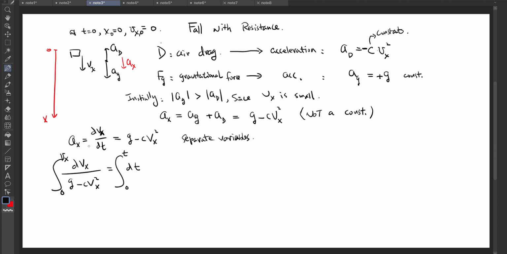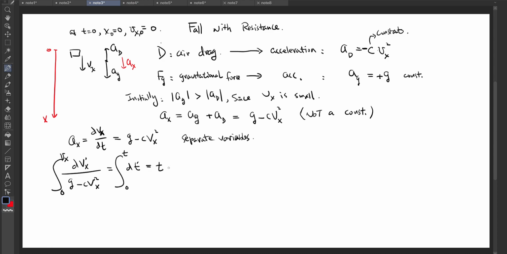We can also change the variable. Let's say I want to differentiate between the integration variable and the upper limit, so I'm going to call this dt prime, and this is Vx prime, Vx prime squared. That's just a variable, simply a symbol. You can change it to any quantity you want to call it, like dy or dx. So the right side is very easy to integrate. We simply get t here.